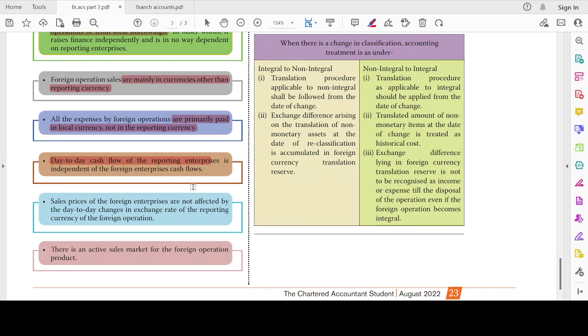Sales prices to the foreign enterprise are not affected by day-to-day change in the exchange rate. See what happens: if I'm a head office here in India and a branch is there in, for example, China, my exchange rate should not affect the sales price. Say 100 rupees is equal to some yen. The same INR will be different on different days, so that should not affect the price of the goods.